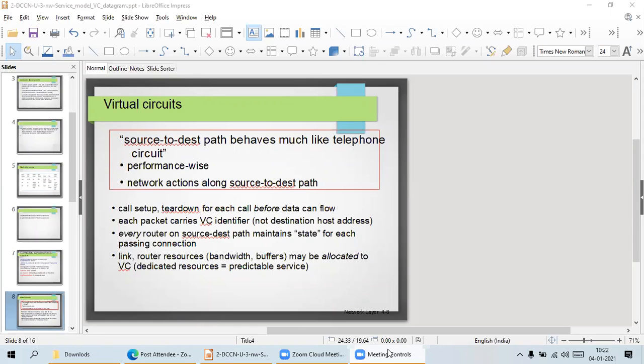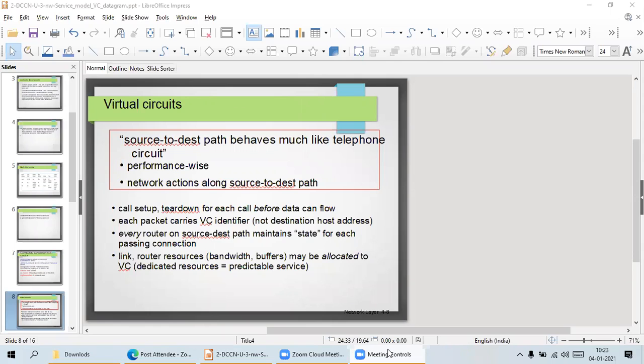Call setup and teardown for each call before the data can flow. First the call setup must happen, or that call must be closed between sender and receiver, before the data can flow. Each packet carries a VC, a virtual circuit identifier, not the destination host address.